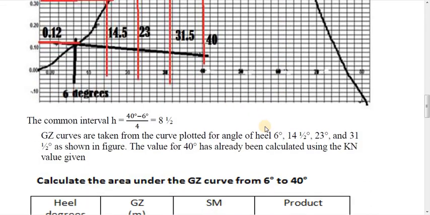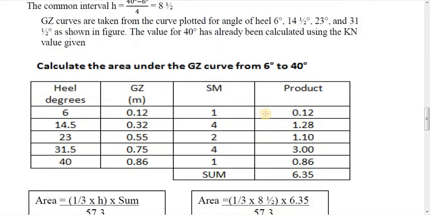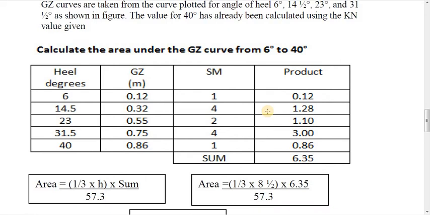So with that information, we can now calculate the area under the GZ curve from 6 degrees to 40. So 6 degrees is 0.12, 14.5 degrees is 0.32, 23 degrees angle of heel is 0.55, 31.5 is equivalent to 0.75, and 40 degrees is 0.86 from the original GZ curve.